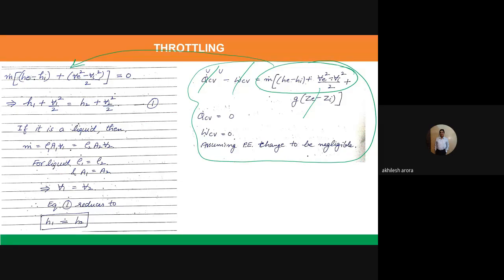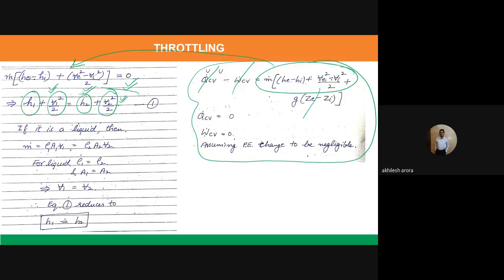And I can rearrange the terms. Because at entry the enthalpy is h1, at the exit the enthalpy is h2, the inlet velocity is v1, and at exit the velocity is v2. So this is v1 square by 2 and this is v2 square by 2. So this is the final equation that I get in case of throttling.